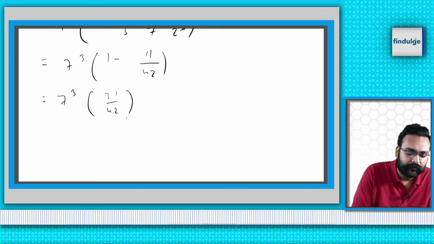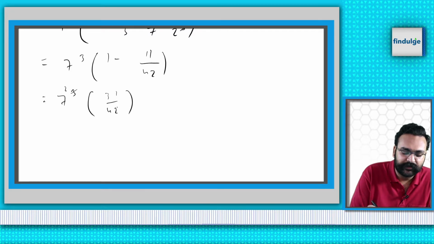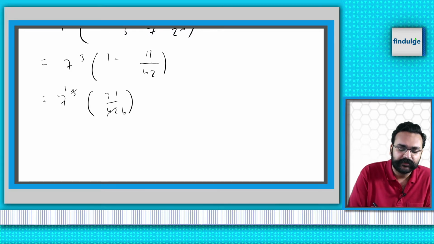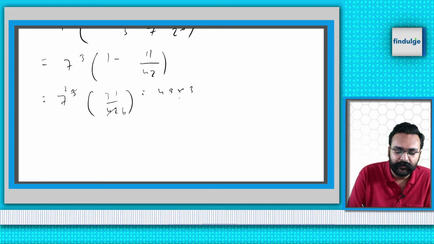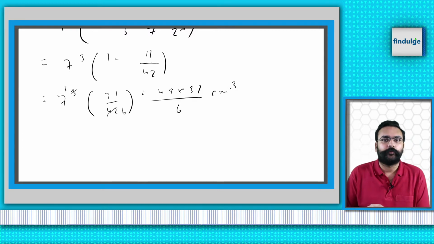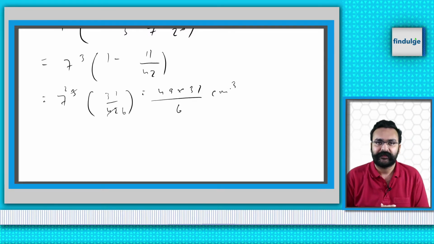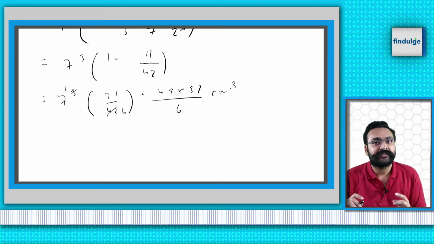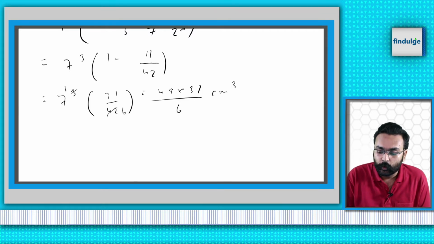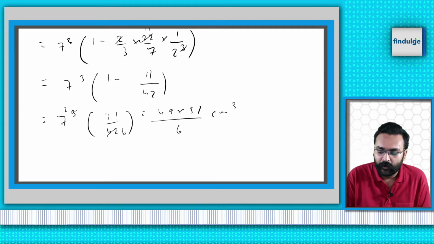Once again, 1 7 will get cancelled with the 42, leaving us with 6. So our final answer would be 49 into 31 divided by 6 centimeter cube, which you can calculate for yourself. Now let's come to the total surface area of the figure.